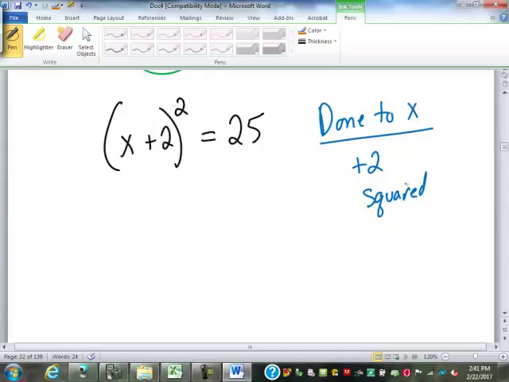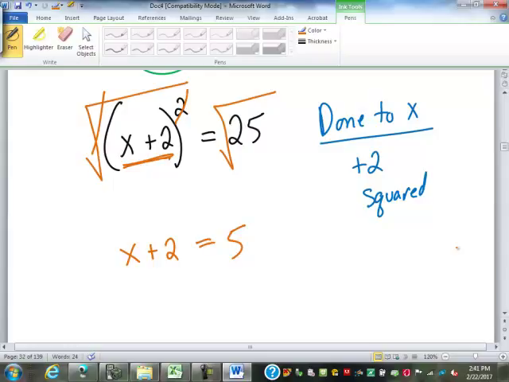So when we go to take this apart, we have to square root first, because squaring was the last thing that was done. So we square root. So the squared and the square root cancel out. What's left over here is x plus 2. What's the square root of 25? 5. Now, right now, we're going to just go with the positive result of the square root.